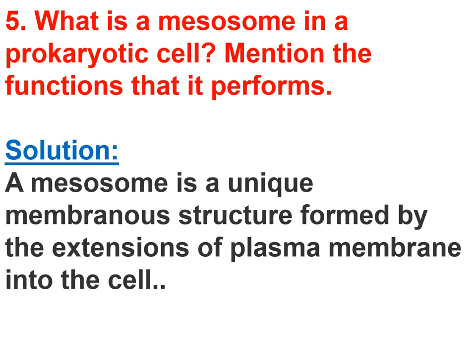The fifth question of NCERT is, what is a mesosome in a prokaryotic cell? Mention the function that it performs. So a mesosome is a unique membranous structure that is formed by extensions of the plasma membrane, or you can say enfolding of the plasma membrane forms the structure that is called a mesosome in a prokaryotic cell. Now let's discuss the function of the mesosome.